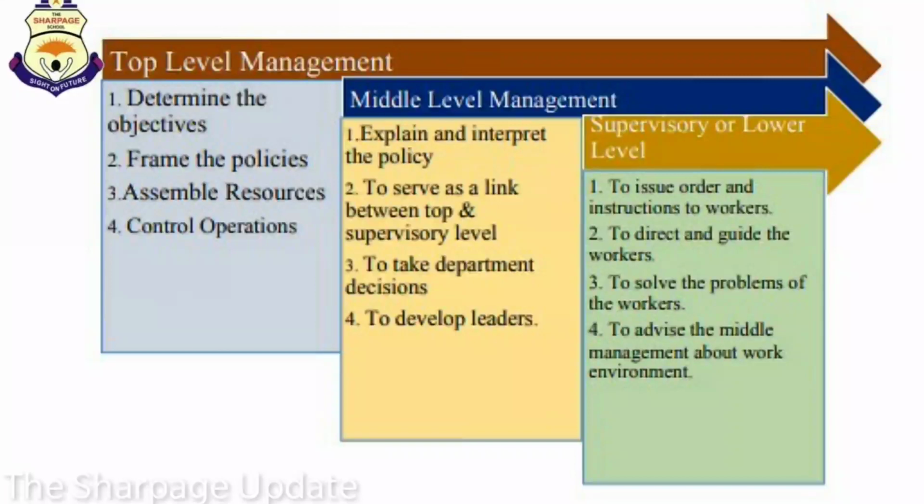Supervisory or lower level management is mainly concerned with the supervision and direction of operative employees. It consists of factory superintendents, foremen, office supervisors, section officers, etc. Their functions are to issue orders and instructions to workers, to direct and guide the workers, to solve the problems of the workers, to advise the middle management about the work environment, etc.